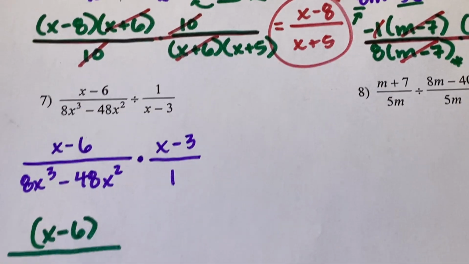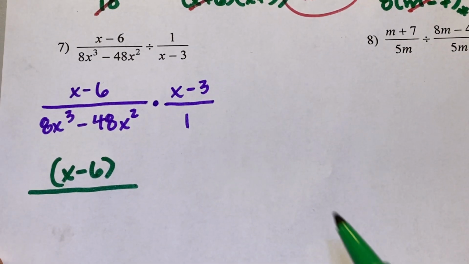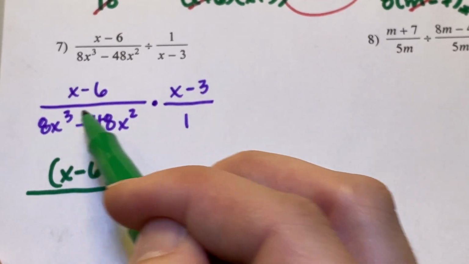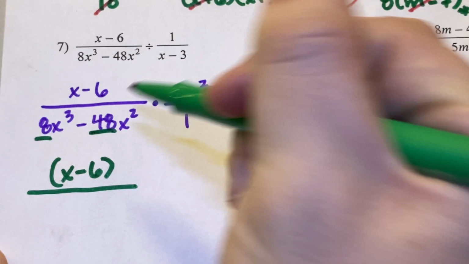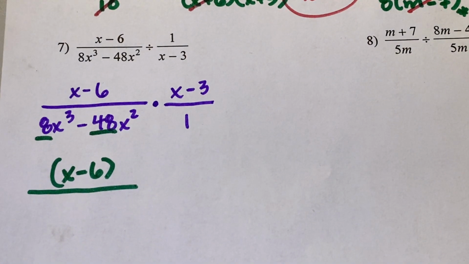Okay, now let's look at its denominator. 8x cubed and negative 48x squared. Can I divide 8 and 48 by something? What can I divide them both by? I can't divide 8 by 6, but I see you're thinking, can I divide them both by 8? Yes, I can divide them both by 8, right?